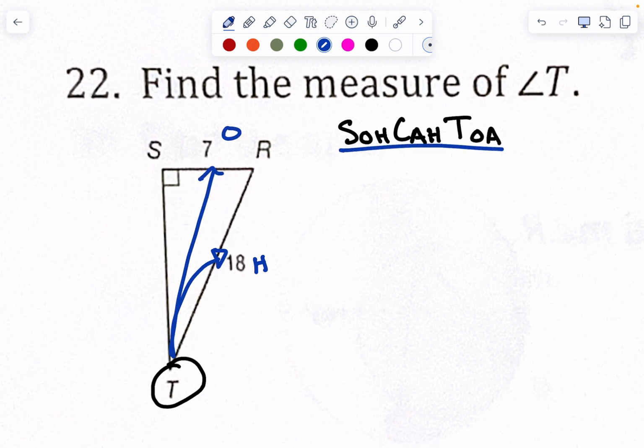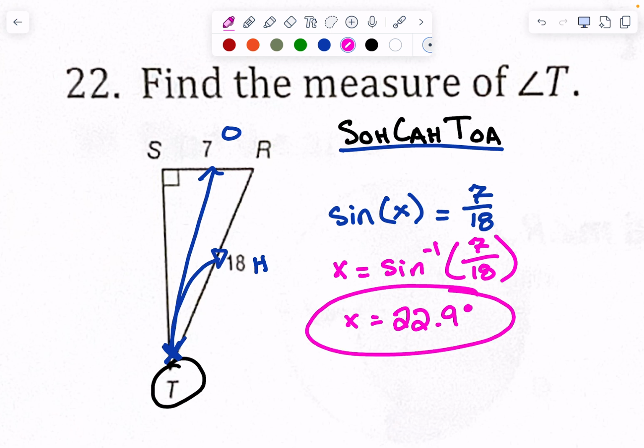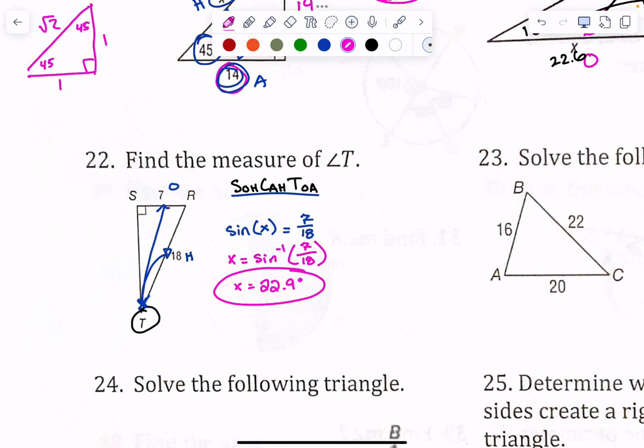So which one of these do I use? Sine. Sine of x, or T, whatever, if we call this angle x right here, equals opposite over hypotenuse. So the opposite is 7 over 18. How do I get x out of the sine? Inverse sine. I do the inverse sine of 7 over 18, and you get something like 22.9 degrees. We're getting lots of 22s as answers. Does that seem reasonable? 7 is a lot smaller in comparison to 18, right? So that was 22.